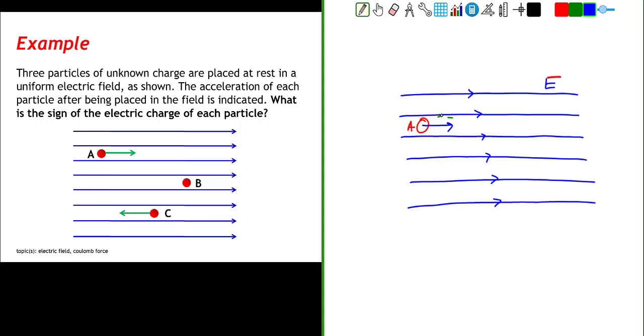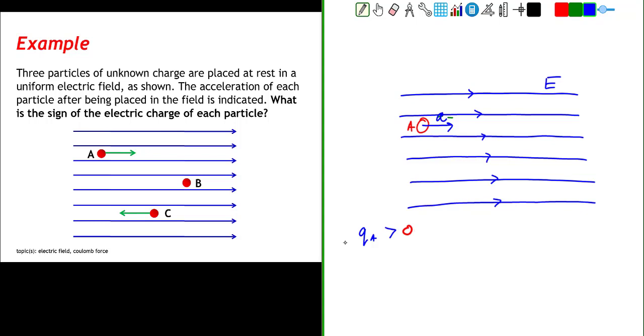Since the acceleration of charge A is in the same direction as the electric field, what do you think must be the sign of charge A? Is it positively charged? Is it negatively charged? Or is it neutrally charged or has zero charge? Well, charge A must be positively charged.